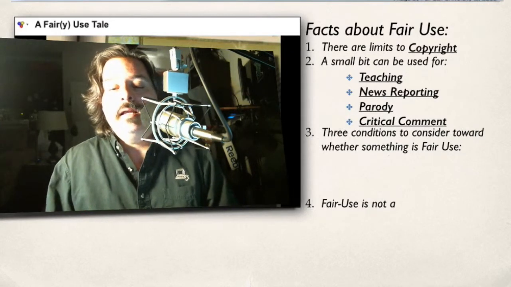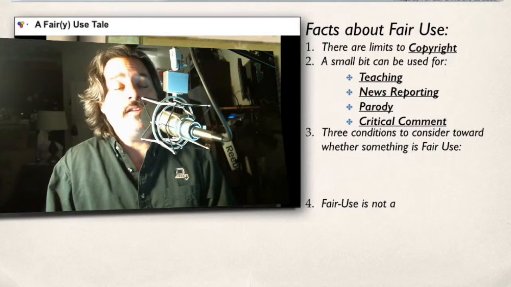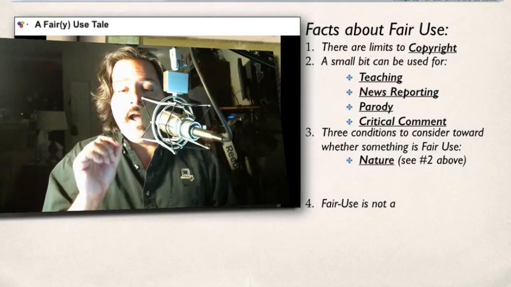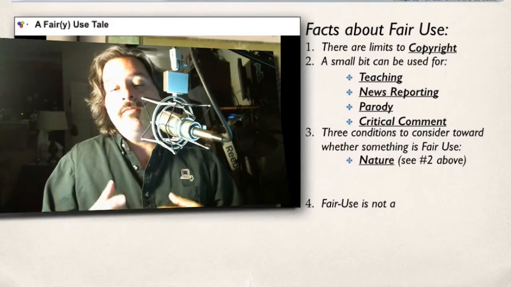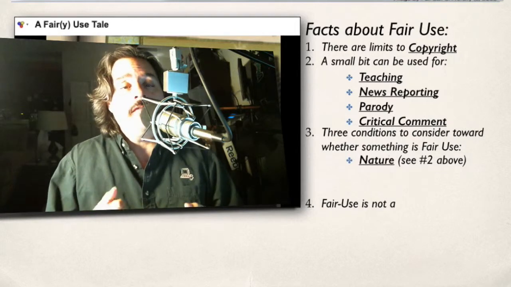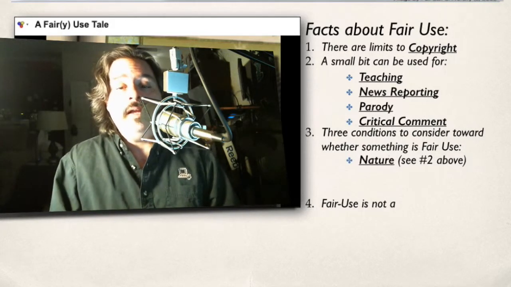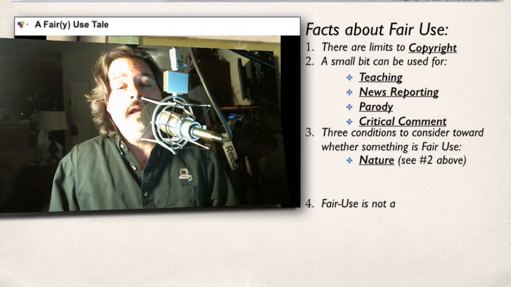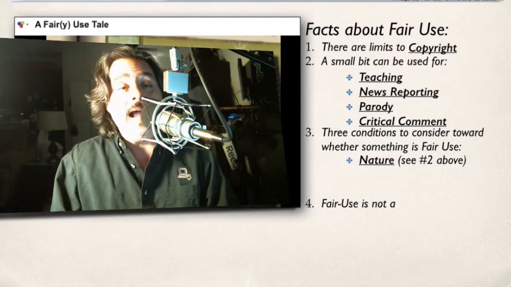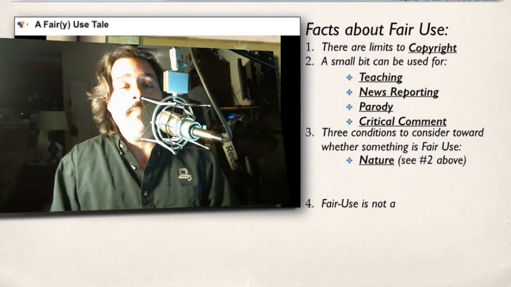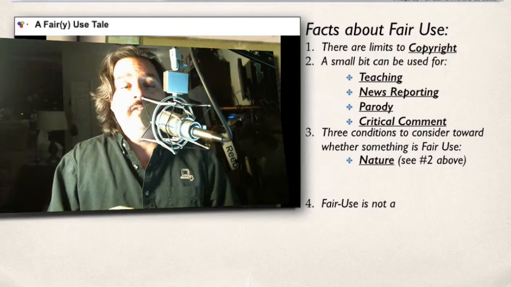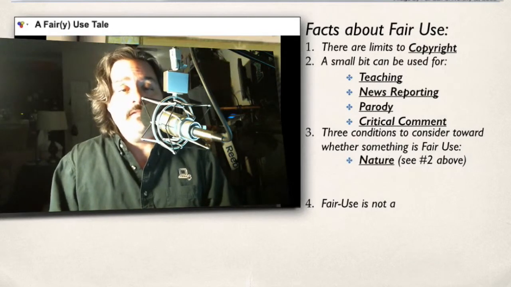So, 3 conditions to consider towards whether something is fair use. The first thing is the nature. That's the items above. When first considering whether or not something is being used in a fair use fashion, the first question is whether it is being used for teaching, news reporting, parody, or critical comment. If it is not one of these 4 items, then it is by no means fair use. So you automatically take that out of the equation. If it's one of these 4, that's the first test.